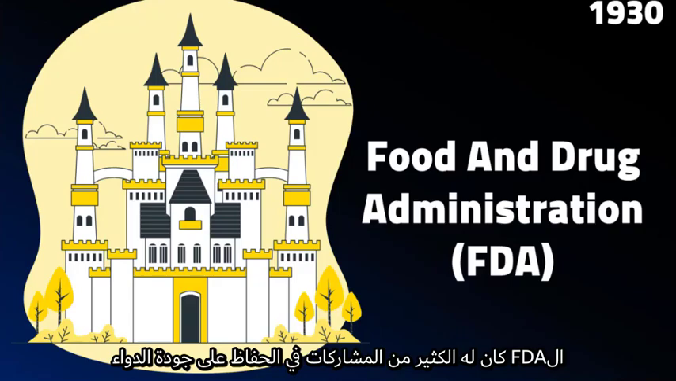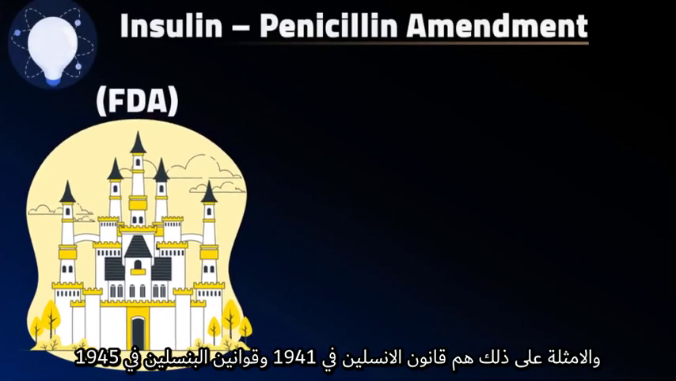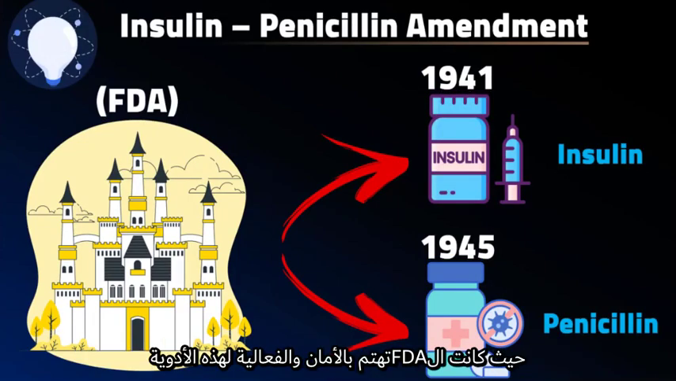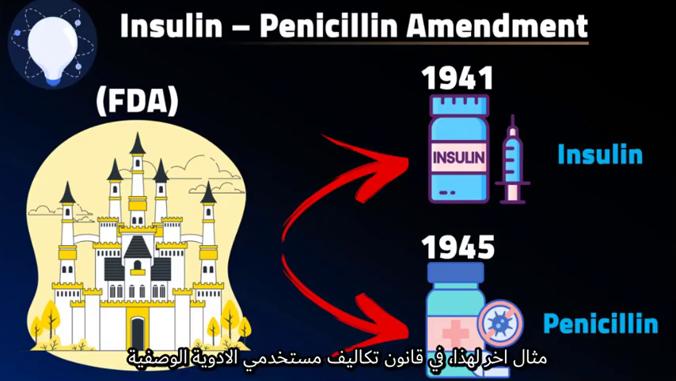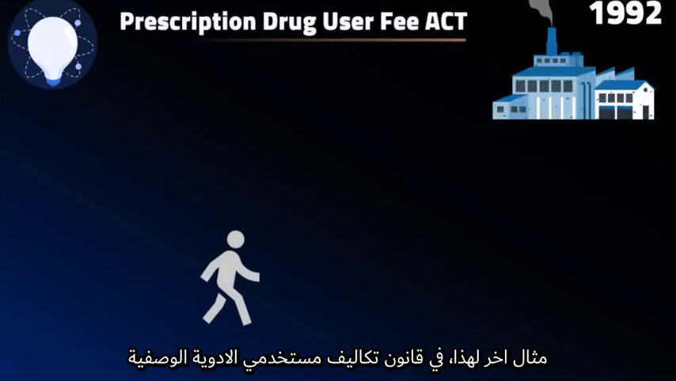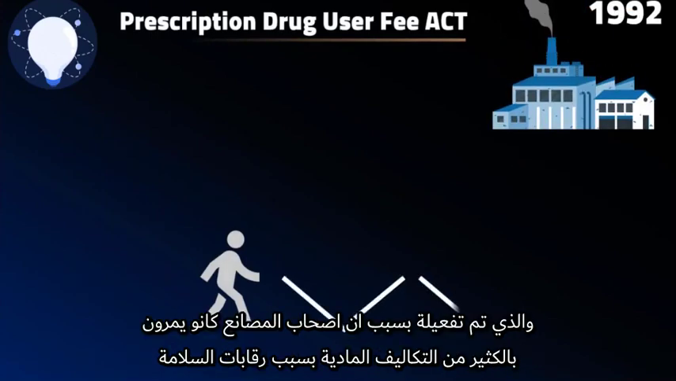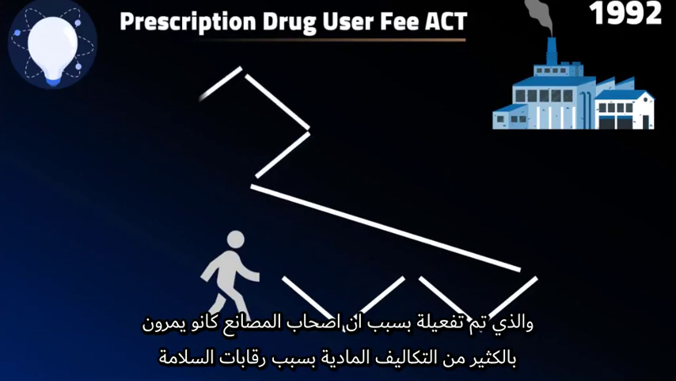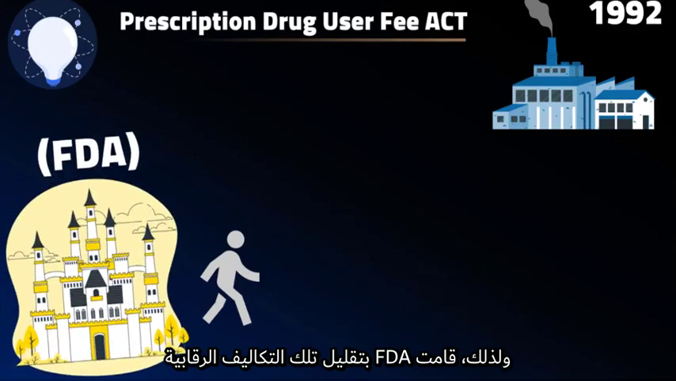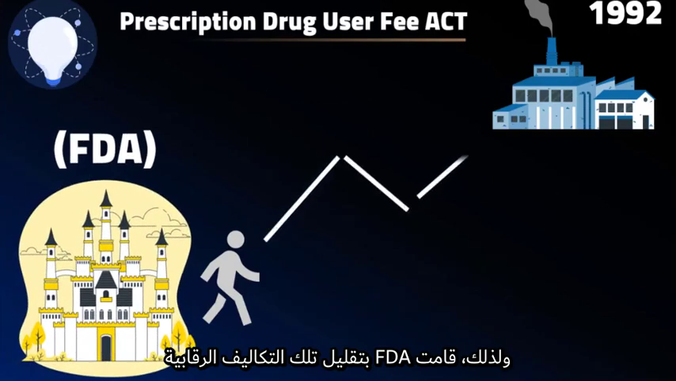The FDA had many roles in the improvement of drug quality. Examples of that are the Insulin Amendment in 1941 and the Penicillin Amendment in 1945, where the FDA was responsible for the safety and effectiveness of insulin and penicillin products. Another example was the Prescription Drug User Fee Act in 1992, which was enacted because manufacturers were required to pay multiple unnecessary regulation fees. So, the FDA made an end to that by decreasing the number of those fees.